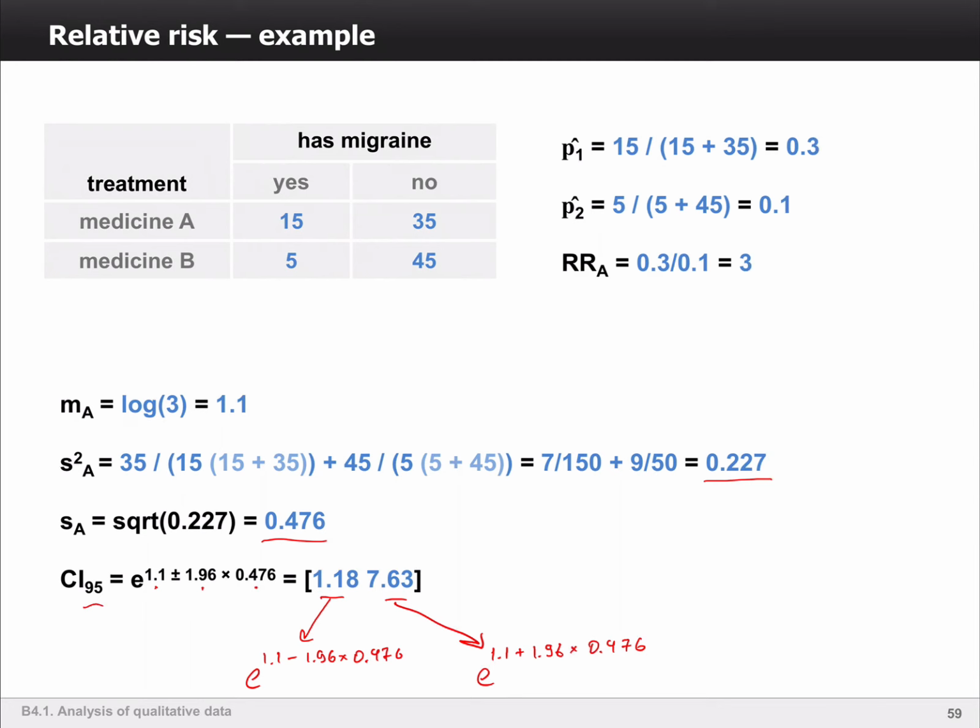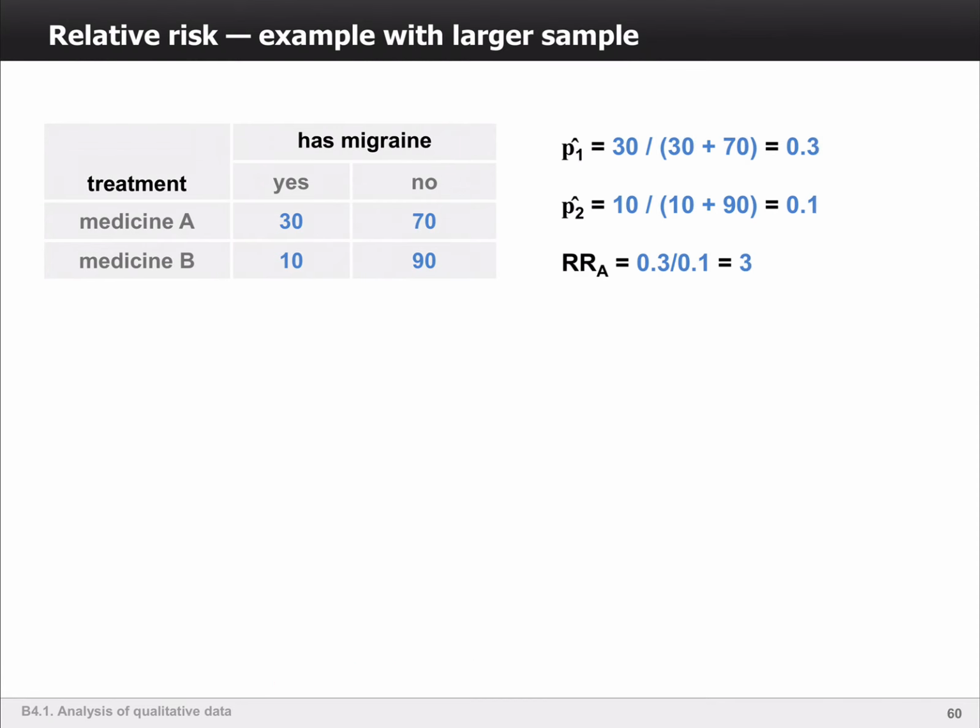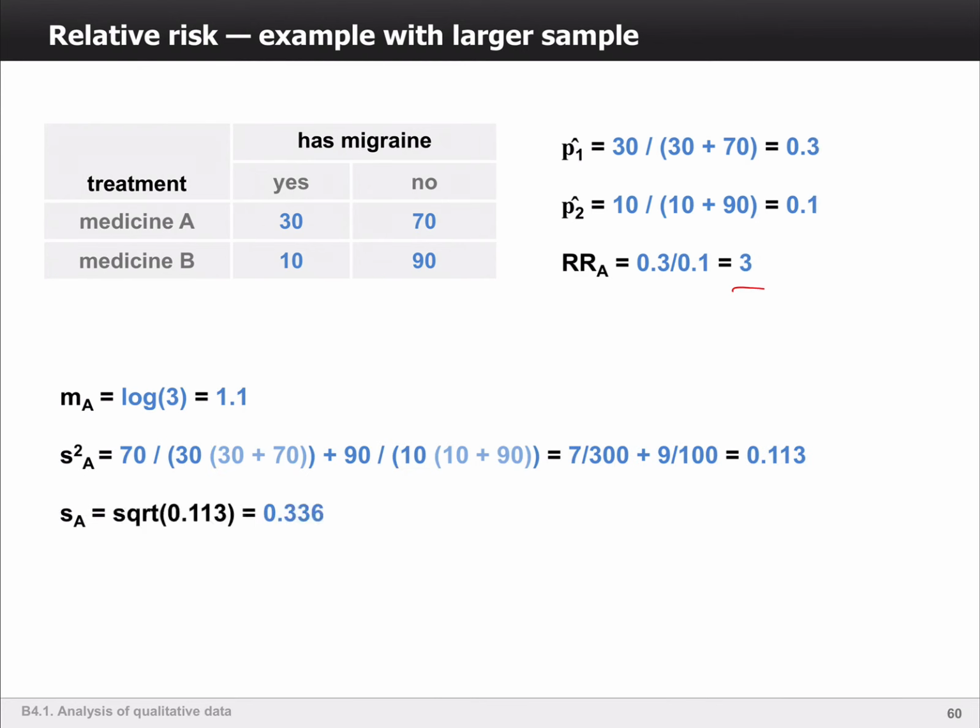And then, as with any confidence intervals, they depend on the sample size. So if you take a larger sample size, in this case I have 100 people in each group, so 200 people in total, then the relative risk is the same and the proportions are the same. Then if we do the same calculations, you can see that the standard deviation is a bit smaller, and therefore the confidence interval will be a bit more narrow, right? So now it's between 1.5 and 5, somewhere in between. So that's the expected relative risk to get a migraine if you use medicine A instead of medicine B.